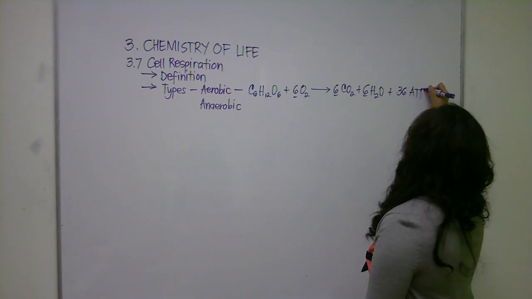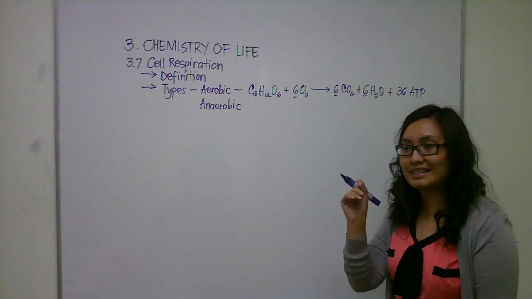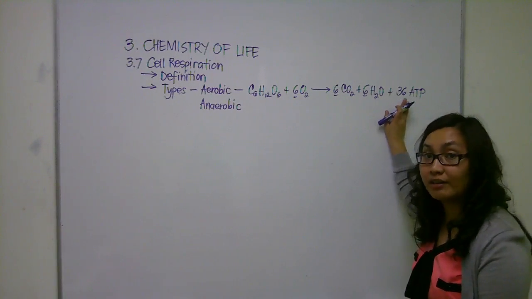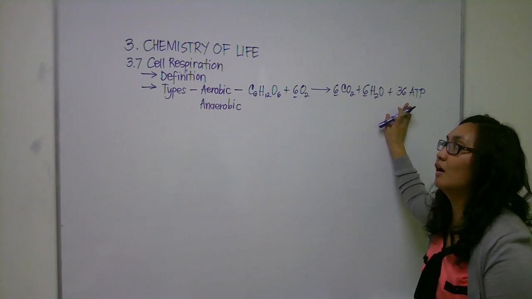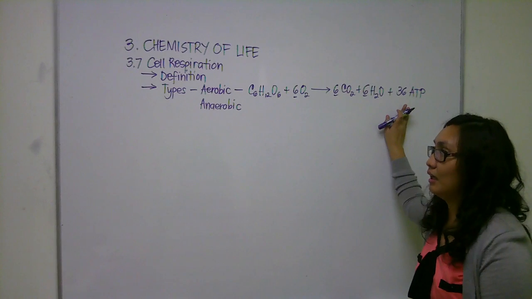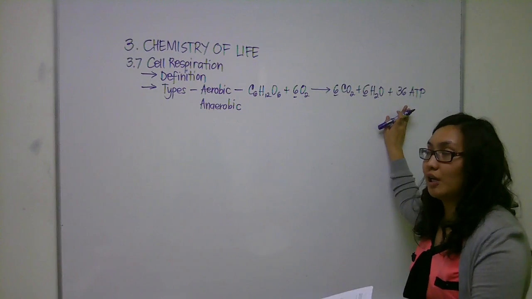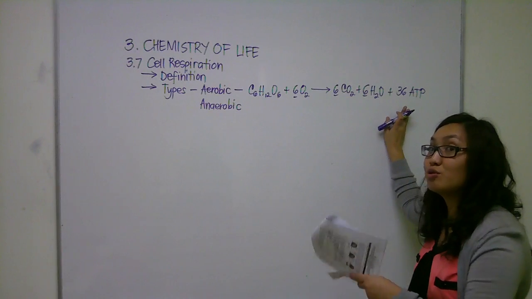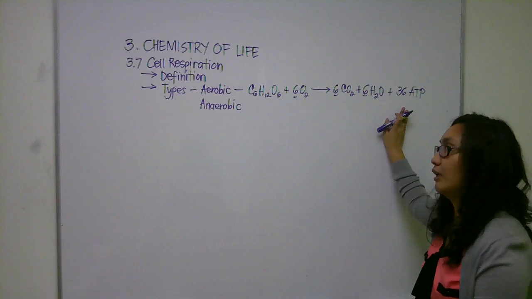ATP. In the case of HL students, we can further dissect where we are able to acquire the 36 to 38 molecules of ATP. But in the case of SL students, we can just say that along the processes of aerobic respiration, this type of respiration produces more energy and is more efficient in producing energy.